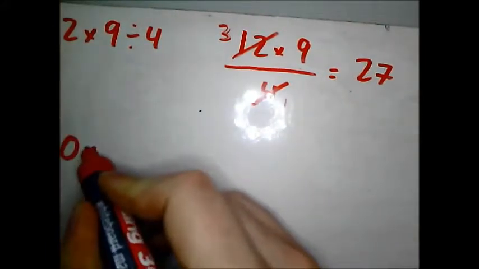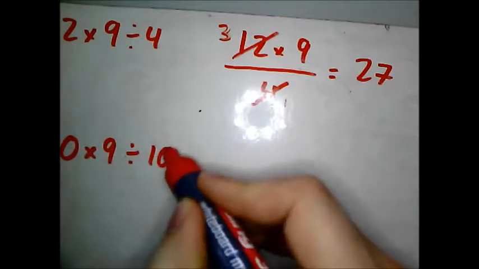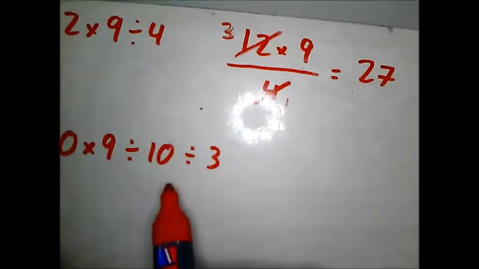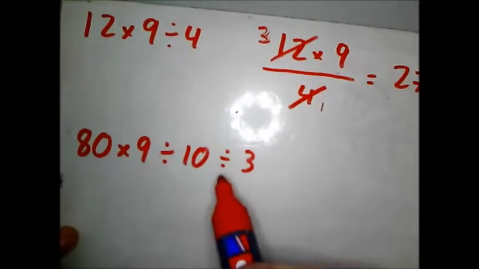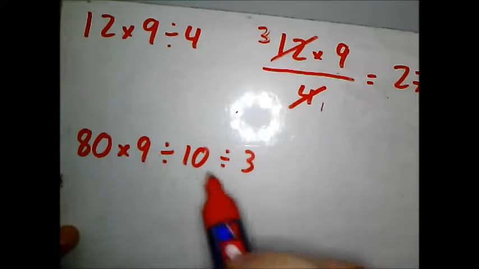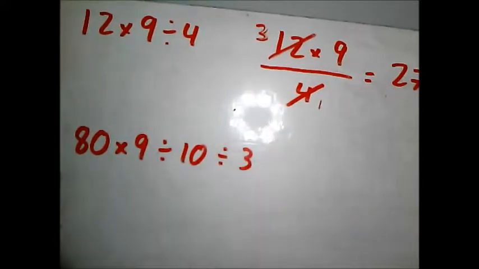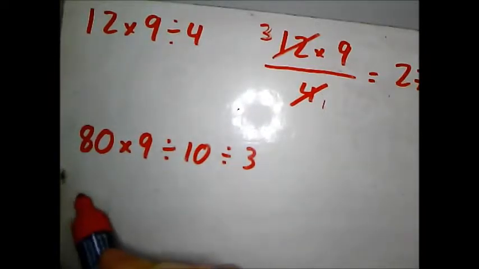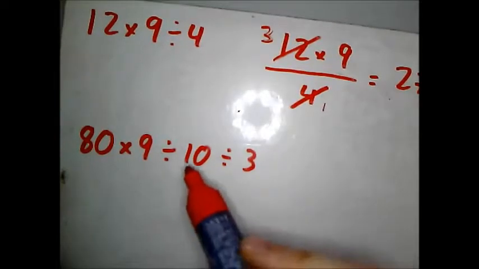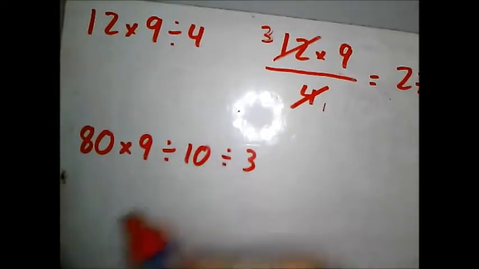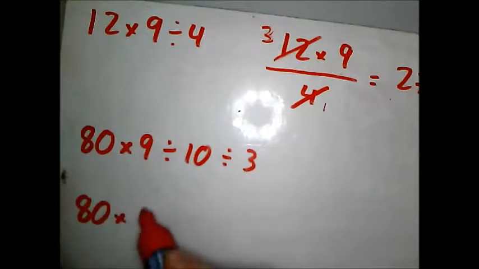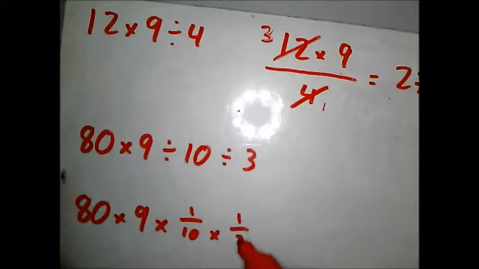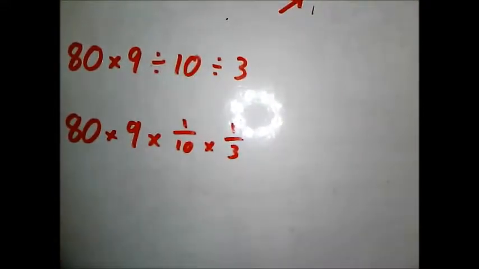Okay, next question. 80 times 9 divided by 10 divided by 3. Now, again, there's a few ways we can do this one until you start getting used to it. For now, because I've got multiple division signs, I'm going to make my life easier and only have multiplication. I know if I divide by a number, that's the same as multiplying by its reciprocal, the number upside down. So I'm going to do 80 times 9 times 1 over 10 times 1 over 3.